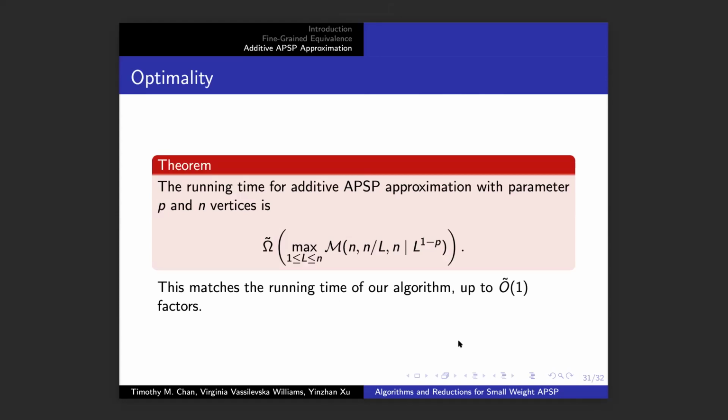In fact, in our paper, we show that the running time we obtained is actually optimal in a strong sense. So we get that additive APSP approximation with parameter p and n requires this amount of running time. And this matches the running time of our algorithm up to polylogarithmic factors.